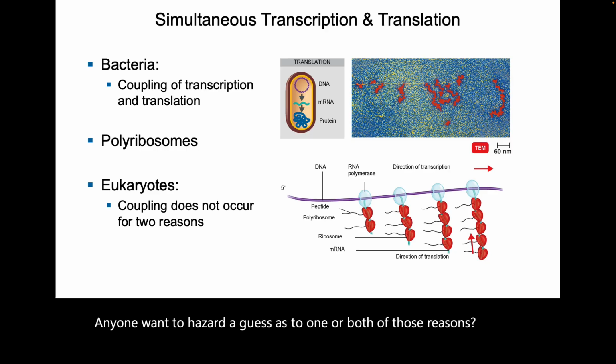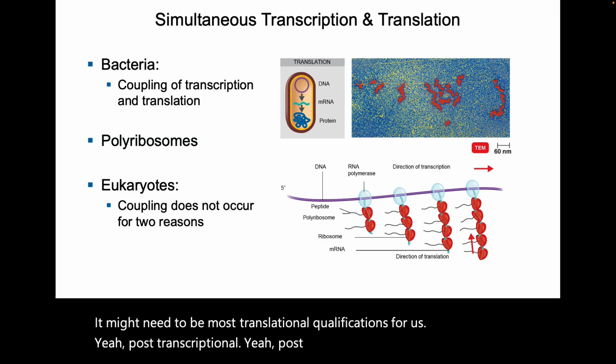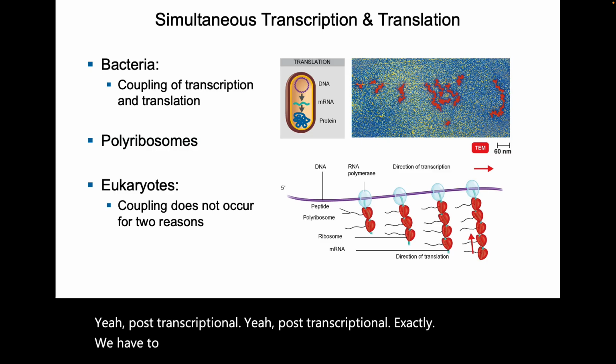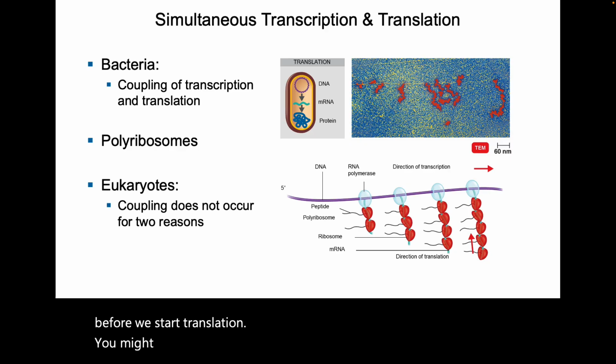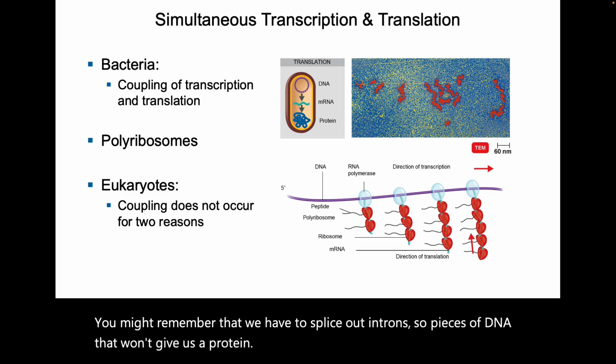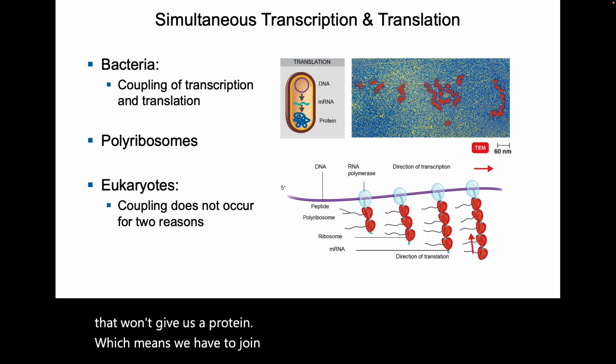It might need to be post-translational modifications for this. Yeah, post-transcriptional, exactly. We have to, as eukaryotes, modify our RNA really significantly before we start translation. You might remember that we have to splice out introns, pieces of DNA that won't give us a protein, which means we have to join together the exons.